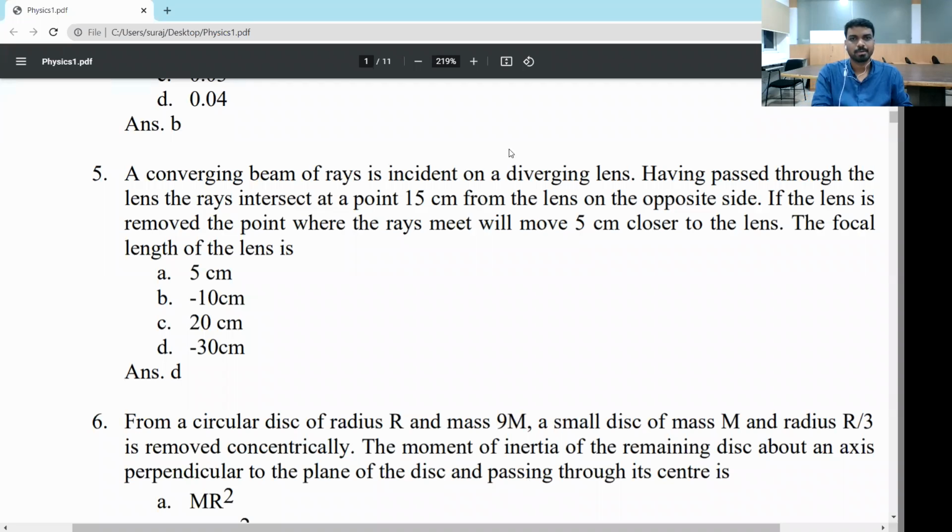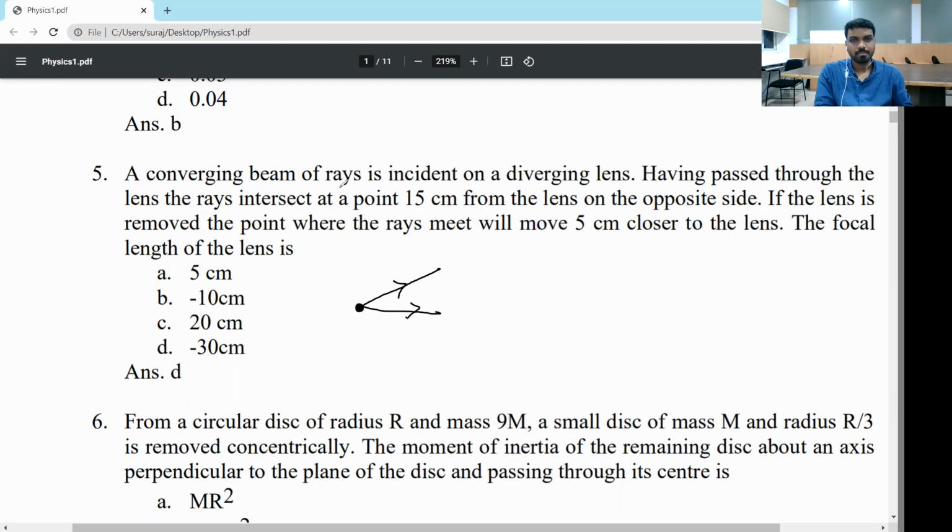Coming back to question number 5. What is given here? I was talking about a concept, right? So what is given here? Let's say this is an object. Now here what is happening? The rays get diverged from the object. Now here what is happening?